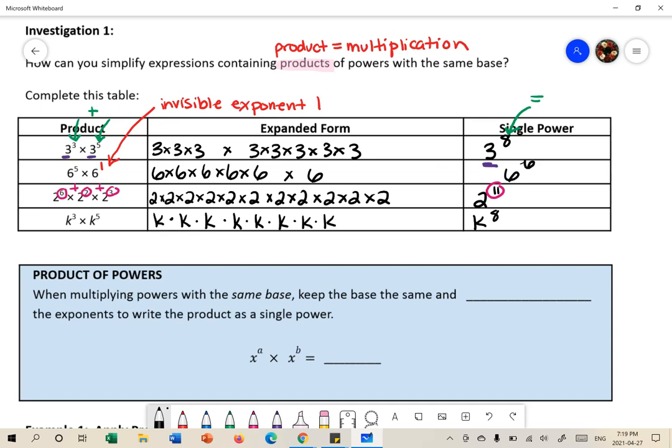So to summarize the exponent law, the product of a power: when multiplying powers with the same base, keep the base the same and add the exponents to write the product as a single power. So x raised to a times x raised to b, we're going to keep the base as x and add a and b. So this is the first exponent law. We call it product of a power.